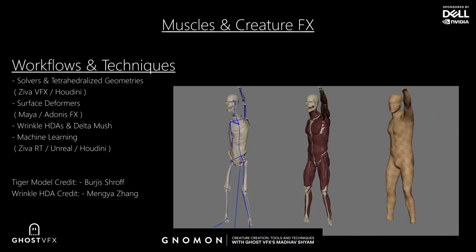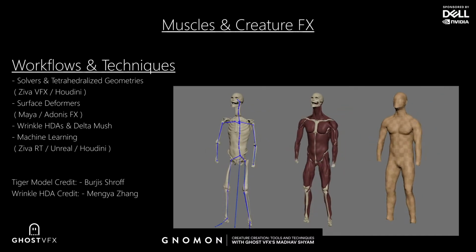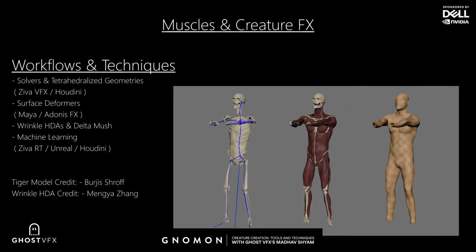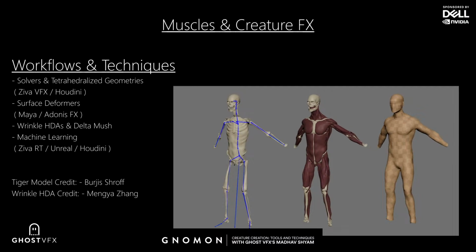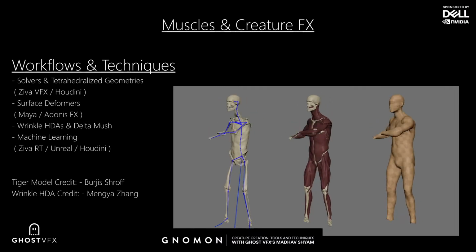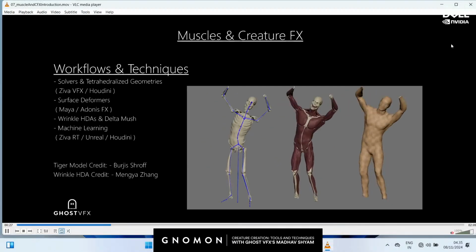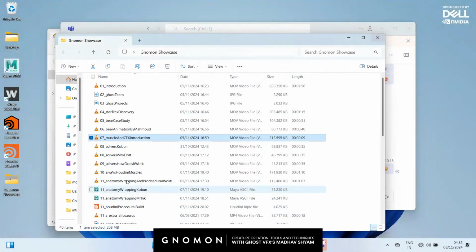And then finally, we'll talk a little bit about machine learning and Ziva RT and stuff that's in Unreal and Houdini for machine learning. Because with machine learning, essentially, you can get the benefits from some of these solver-based approaches, but you can get the speed that you get from, let's say, the surface deformer-based approach, which is going to be more real time. So that's that.